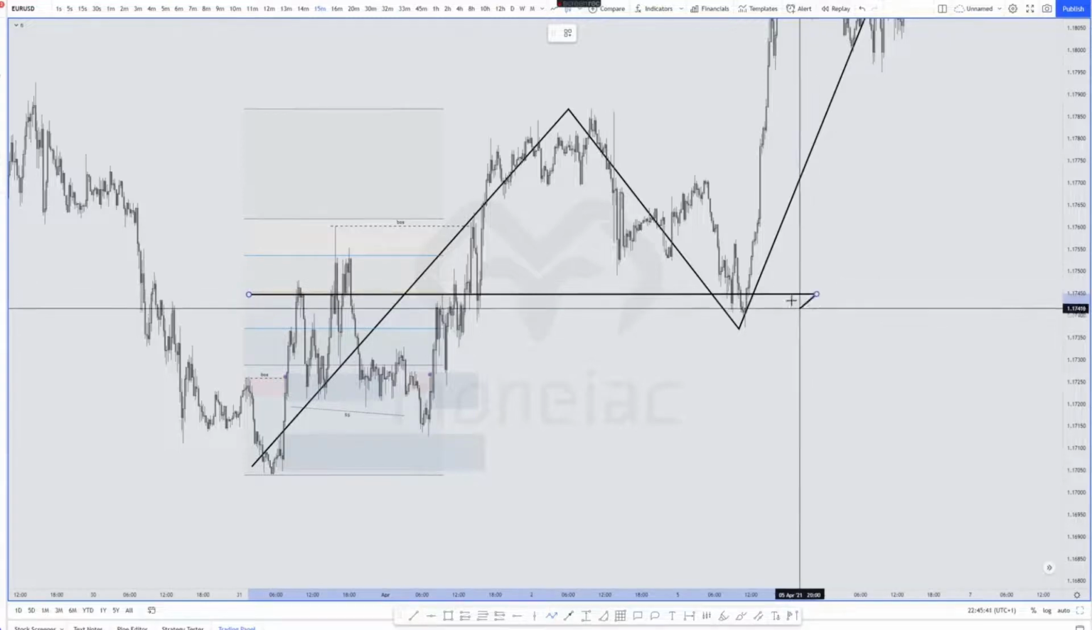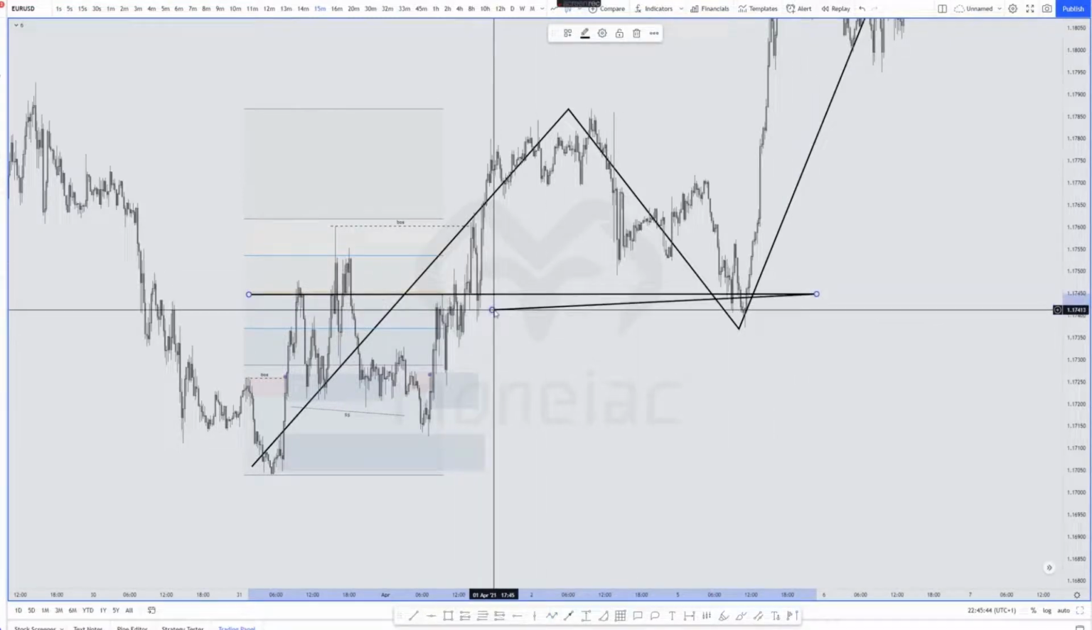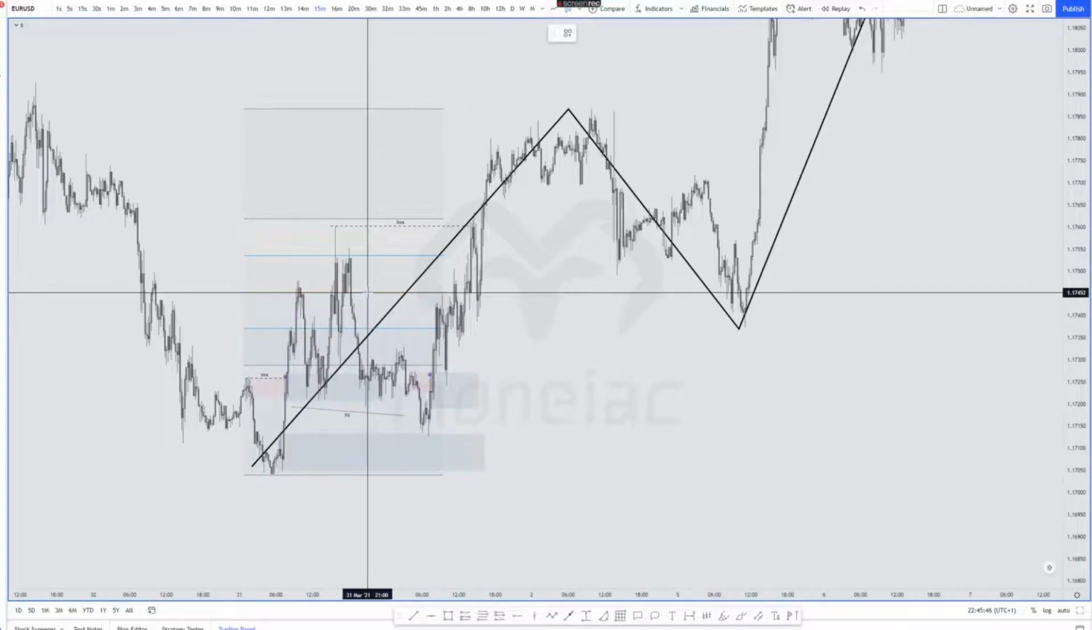So it's actually not what I wanted to do. Whoops. So let's just pull a simple trend line.